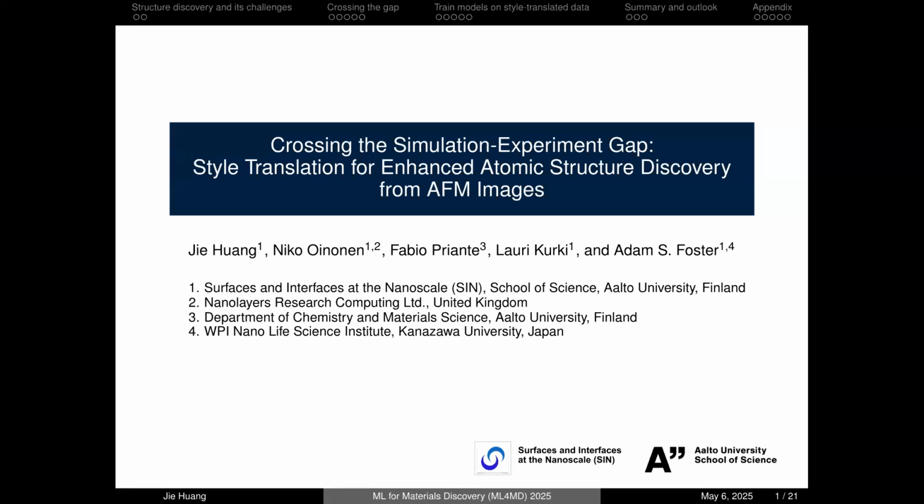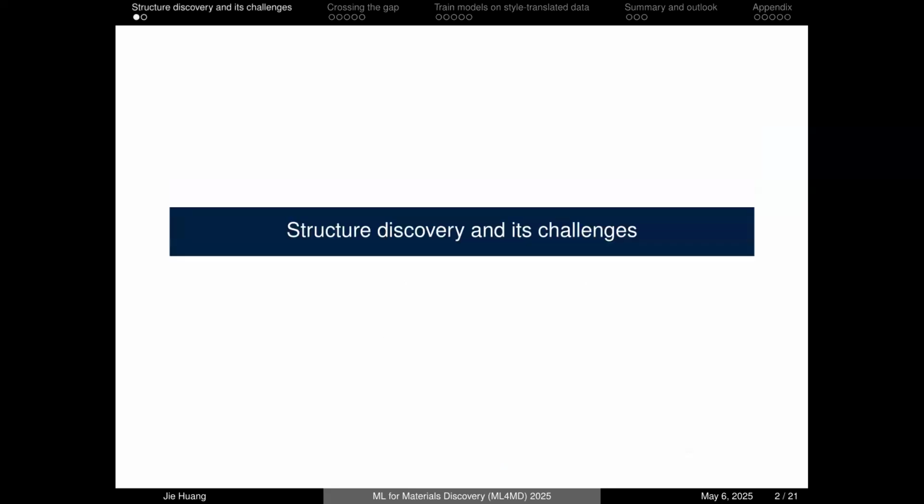Now I'm a doctoral researcher at Aalto University, and today I'm going to talk about crossing the simulation-experiment gap using style translation for enhanced atomic structure discovery from AFM images. So let me get started with the structure discovery and its challenges.